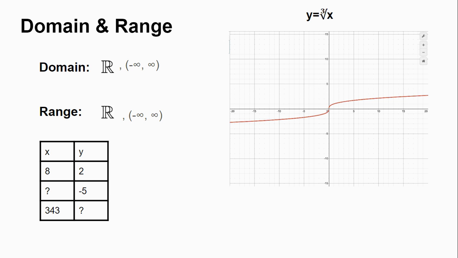So we have a table, so if x equals 8, y equals 2. So what would x equal if y equals -5? Negative 125. Wow. And if x equals 343, what would y equal? You take the cube root of 343. Is it 7? Oh, no. It's my day today. Oh, this is legit. All right.